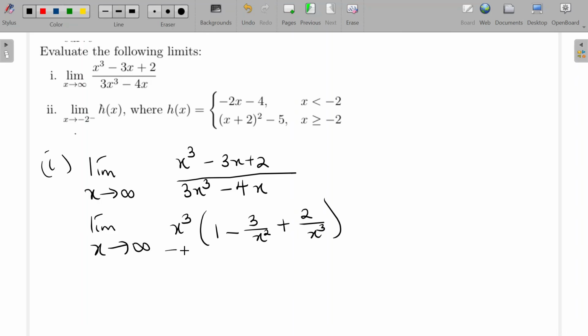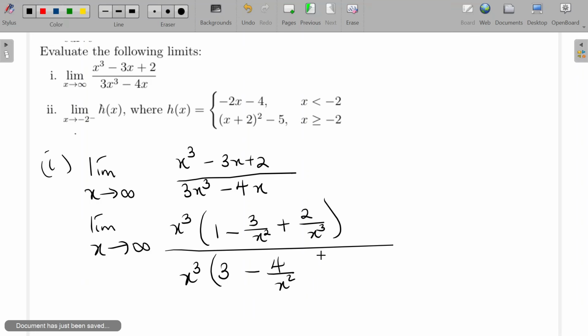Then at the bottom, what is the highest degree? It is x to the power 3. Then it's going to be 3. Okay, then this is going to give you minus 4 over x to the power 2. Because 1 over x to the power 2 gives you a 0, this is just telling us that these which are here are just the same as 0. Okay, so this and this will cancel.